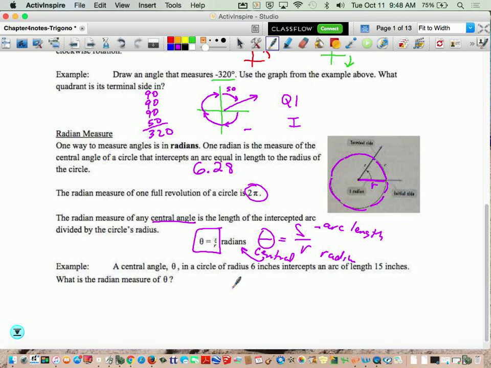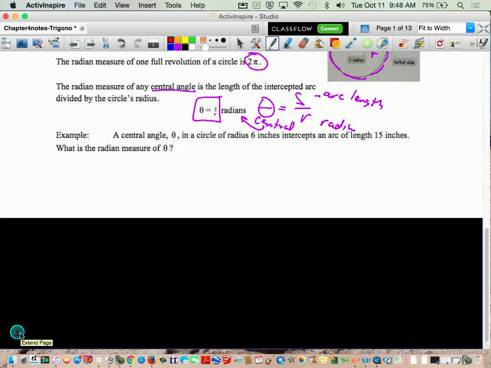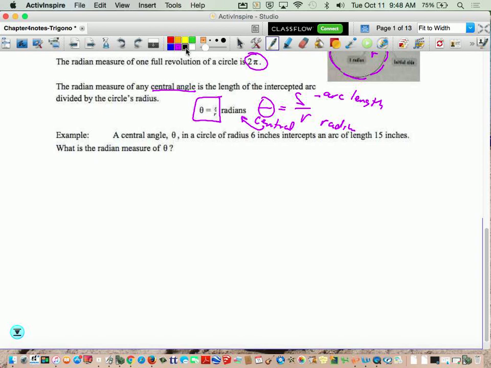So the arc length is always this measurement out here on the circle. So for instance, a central angle theta in a circle with a radius of 6 inches intercepts an arc length of 15 inches. So if we were to draw this picture, I would draw a circle, I would draw in a radius of 6, and an intercepted length, just kind of estimate it, something like this, would be about 15 inches.